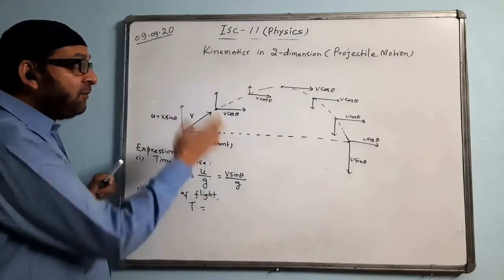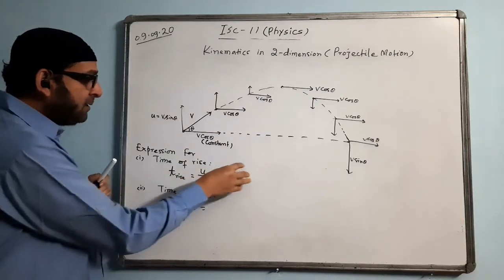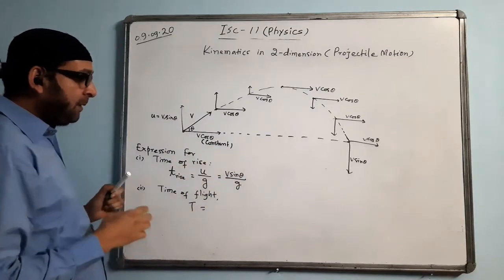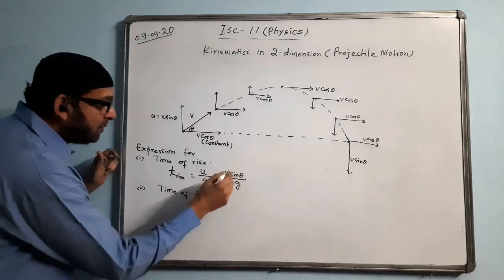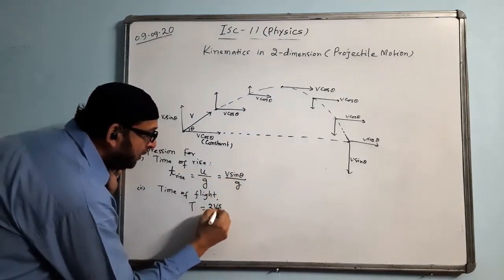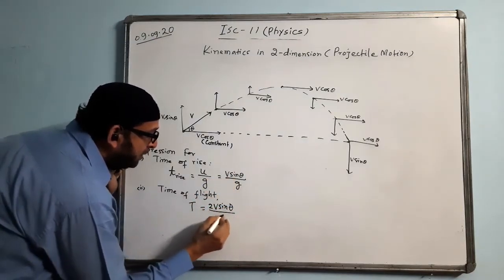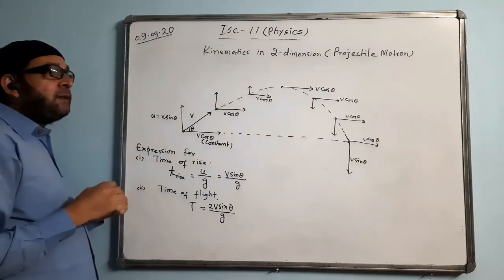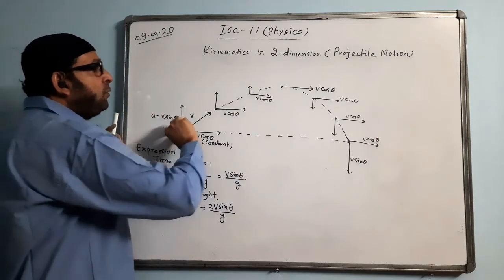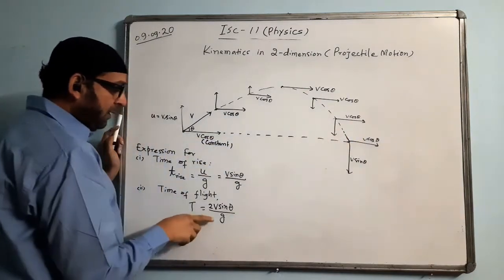We know the fact that time of rise and time of fall are equal. The time of rise is this, the time of fall also will be the same. That means the total time will be twice of this. We can make the formula 2v sin theta by g. That is how much time the body will take from here to go up and then return back. It will take this much time.